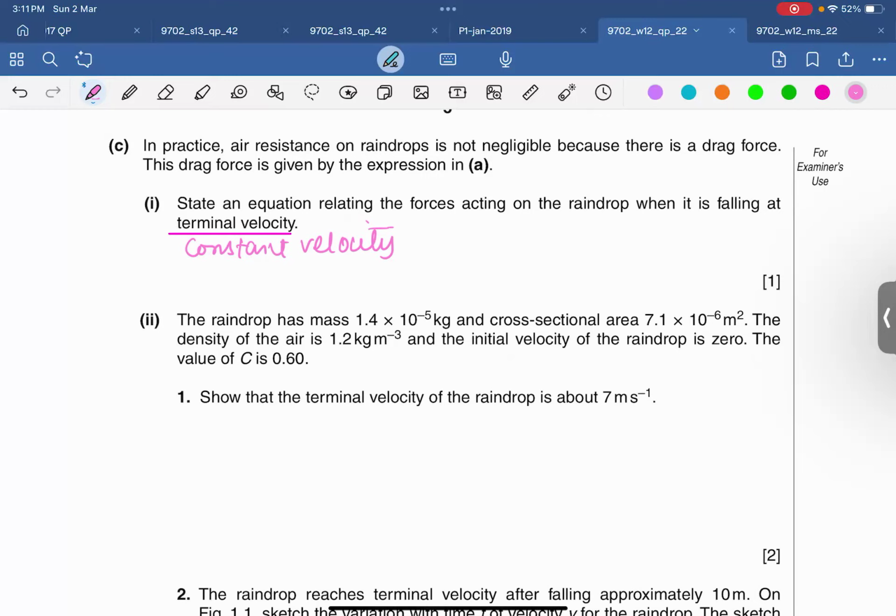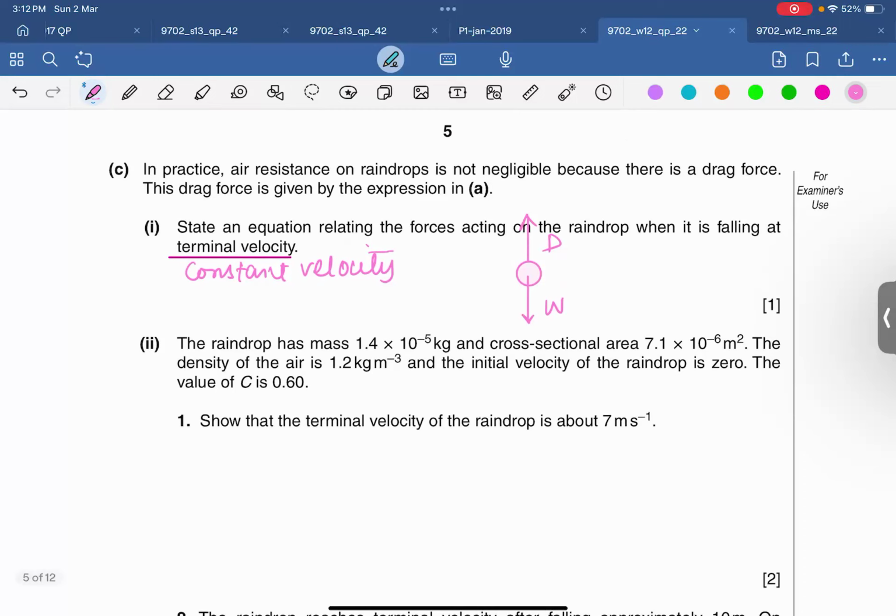Okay. And constant velocity means it is falling with a balanced force, right? So if you have a raindrop, the downward force acting on the raindrop will be its weight, and the upward force acting should be the drag force. Any other force? In practice, the air resistance is not negligible. There is a drag force. So we can say that weight should be equal to the drag force for it to be at terminal velocity. Okay, let's go ahead please.